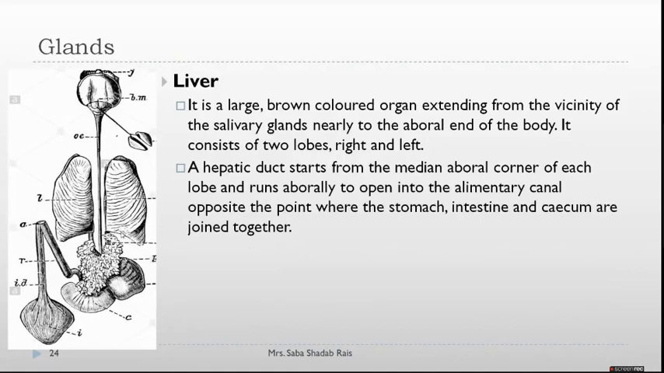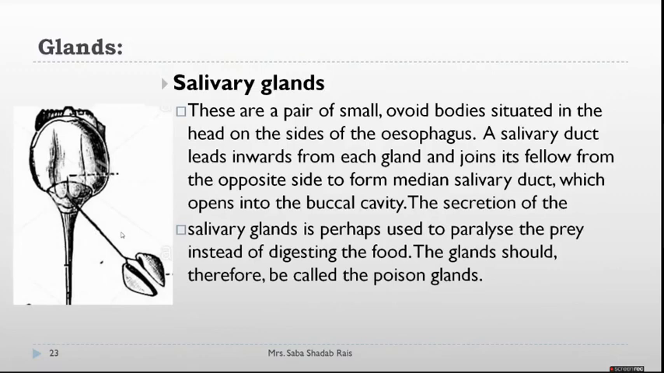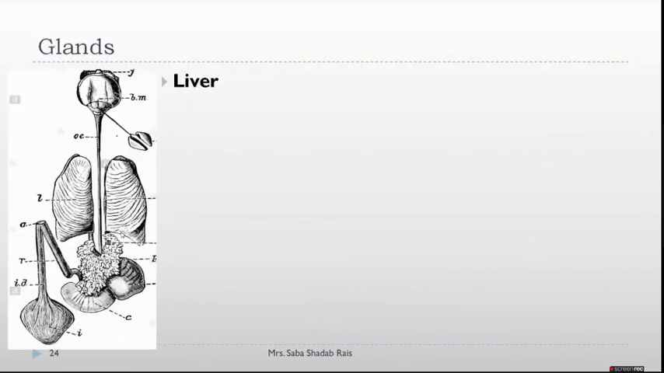Let us revise the glands once again. First, we learned about the salivary gland. We have learned that the salivary gland is an ovoid body situated in the head region, and it has the salivary duct. From this salivary duct they release their secretion, and their secretion is poisonous. That's why the salivary gland is also called the poisonous gland, and instead of having any role in digestion, this salivary gland makes use of its secretion for the purpose of paralyzing prey. The next gland we learned is the liver.